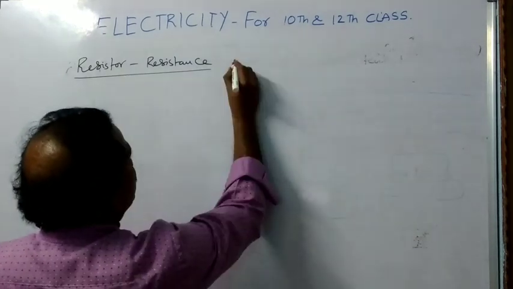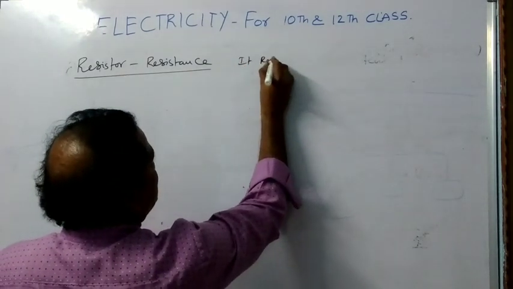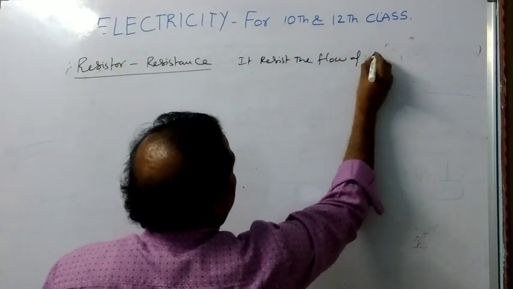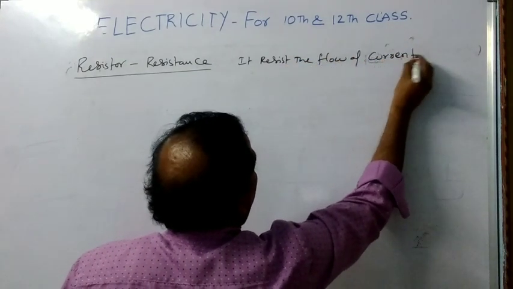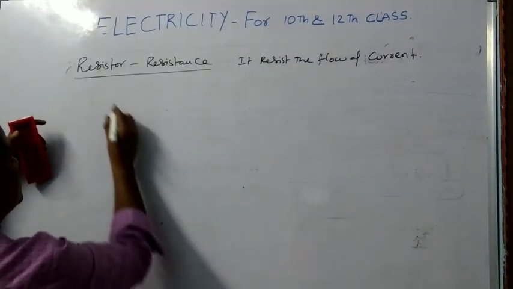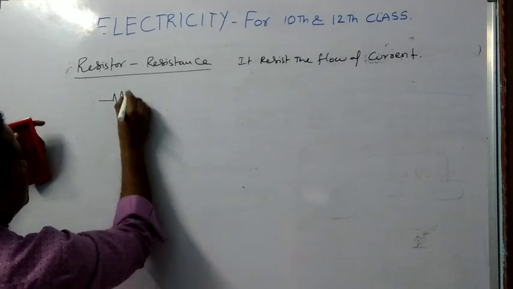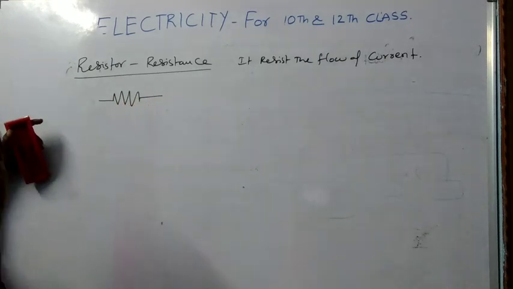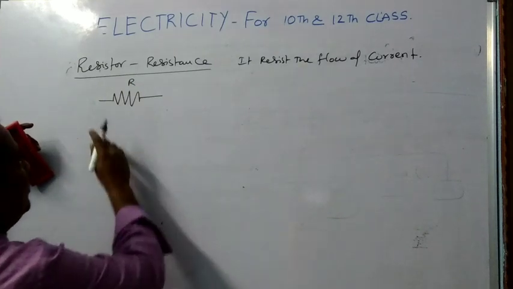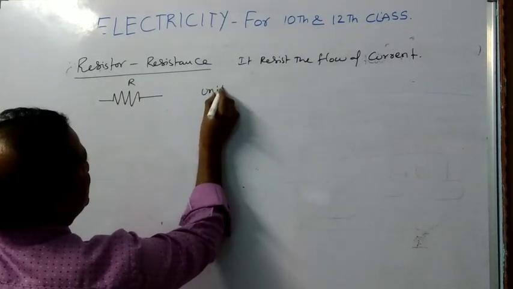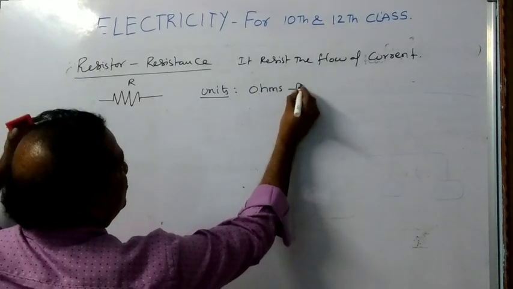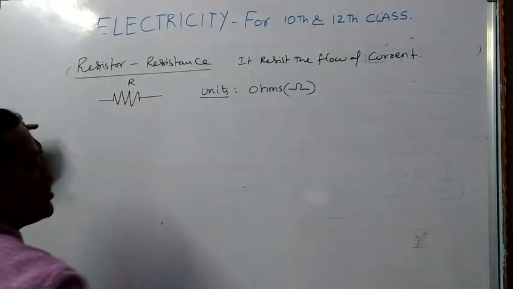What it will do? It resists the flow of current. Now, how can you symbol for this resistor? The symbol for the resistor will be like this. Okay, this is a symbol for the resistor R, and the units for the resistance is ohms. Now the symbol will be like this, ohms.